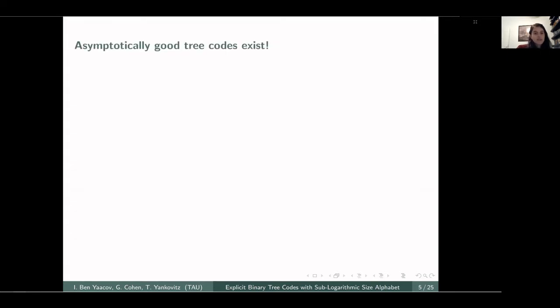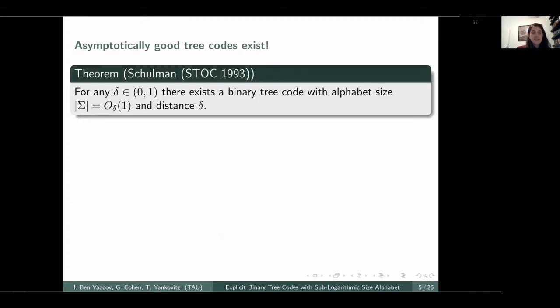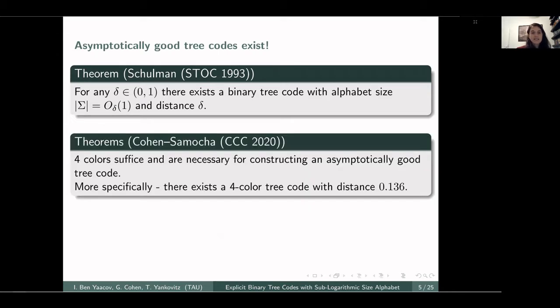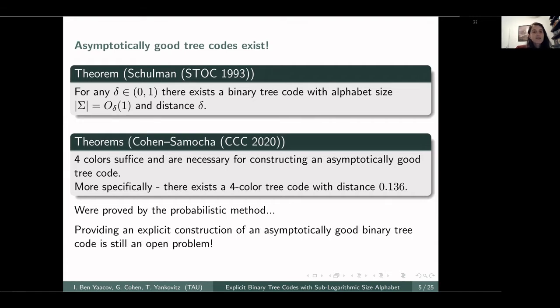Further, he proved that asymptotically good tree codes exist. That is, for every delta between 0 and 1, there exists a binary tree code with a constant alphabet and distance delta. In addition, Cohen and Samocha proved that 4 colors are sufficient and necessary for constructing an asymptotically good tree code. Unfortunately, all the above were proved by the probabilistic method, hence don't provide an explicit construction. To this day, constructing an explicit asymptotically good tree code remains an elusive open problem.